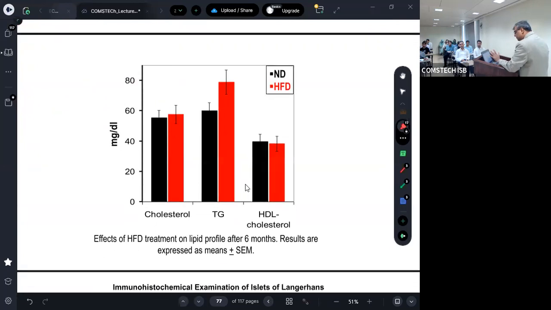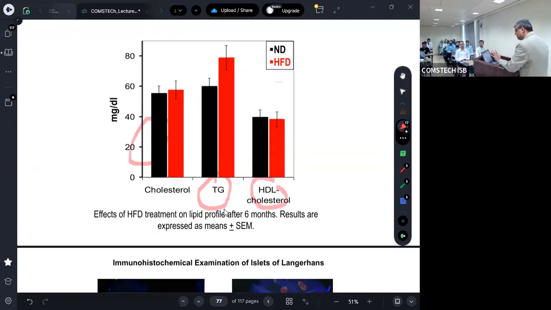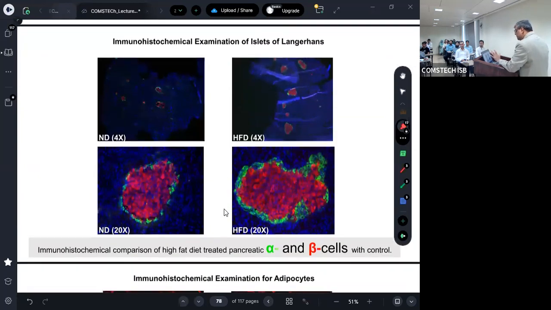Okay. We also measured the lipid profile. We found that in our model, cholesterol and HDL cholesterol show no big difference, but in triglyceride, sometimes a difference, but not significant. This is the important point.